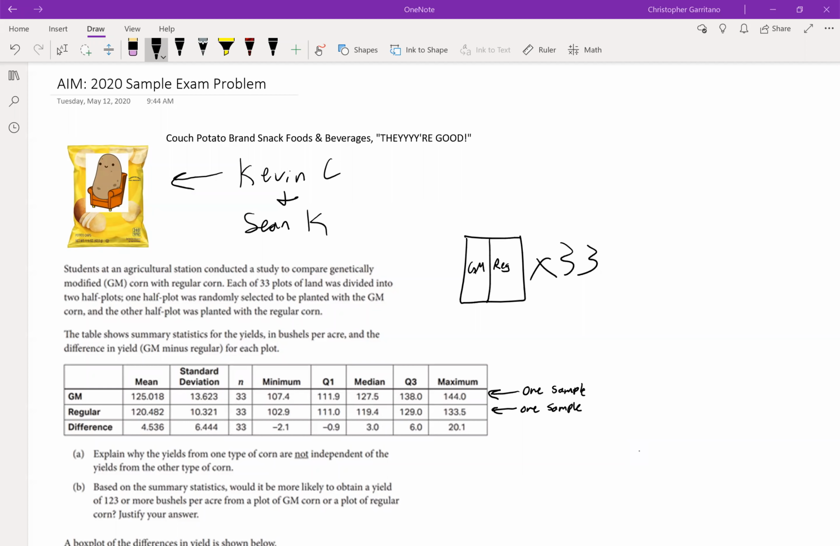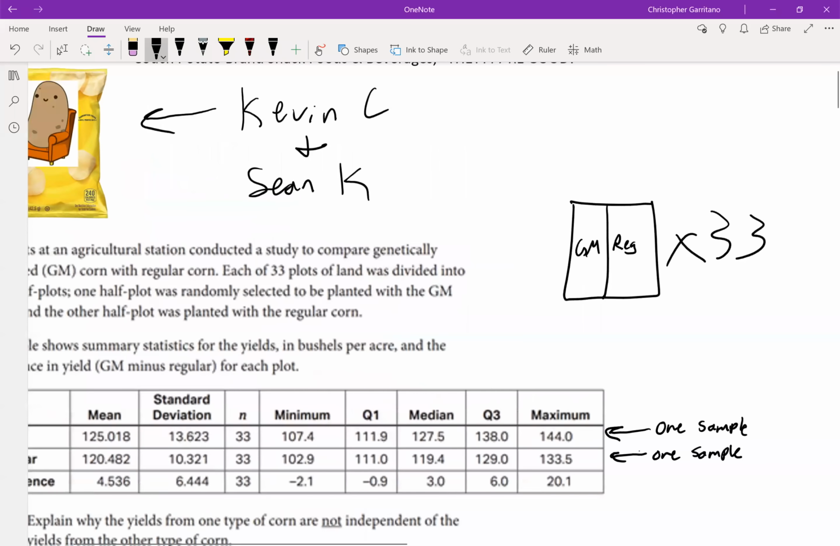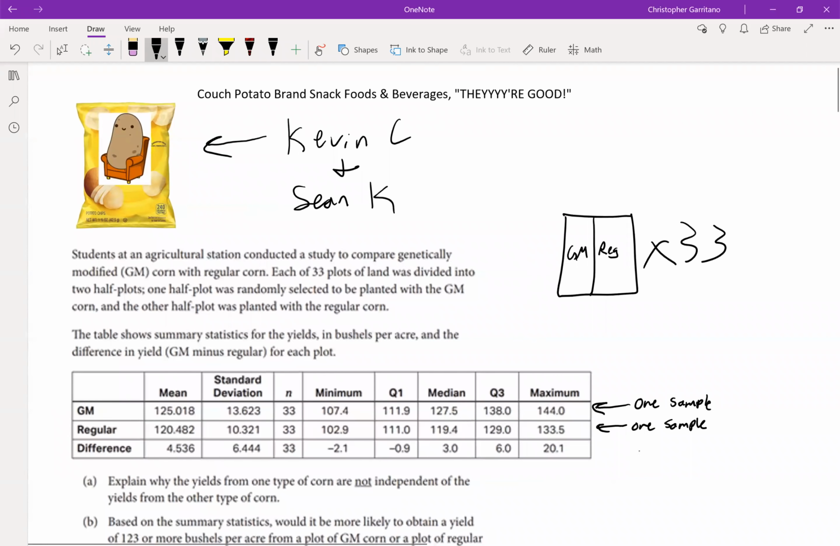Today we're going to go over the 2020 sample exam problem that was published by College Board. And I think there's at least one part of this problem that is open up for some debate, and that is part B. So when we get there, we get there.